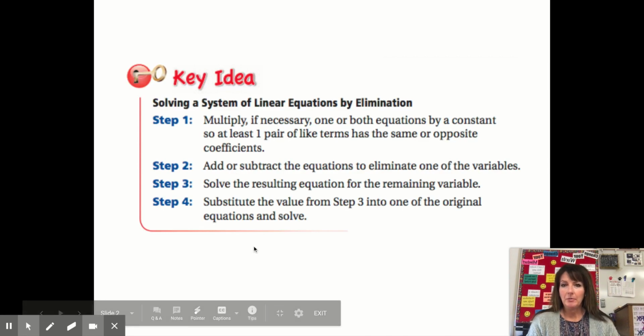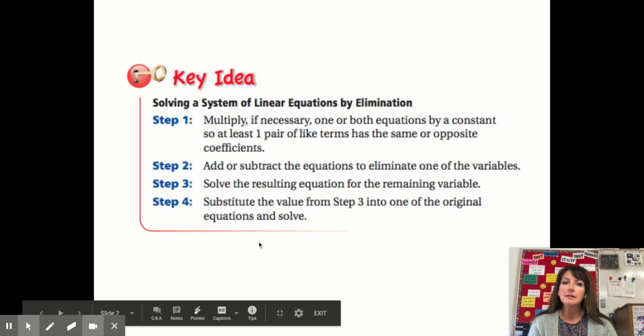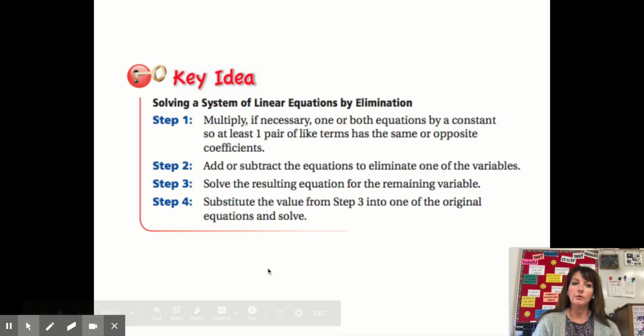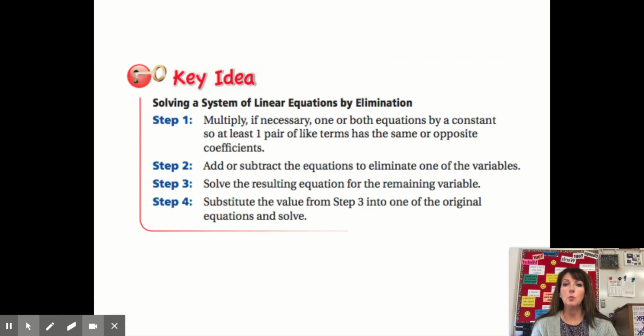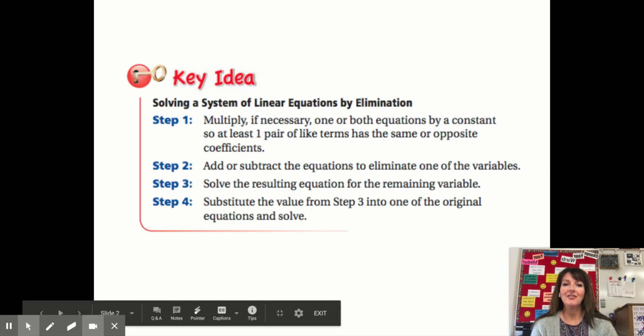So you're going to want to maybe pause the video to fill this out, but I will also be giving you some kind of a condensed form of that. If you want to try to follow along, when we want to solve a system by elimination, step one, multiply, if necessary, one or both equations by a constant, so at least one pair of like terms has the same or opposite coefficient. Basically, you need to set it up so that something will cancel.